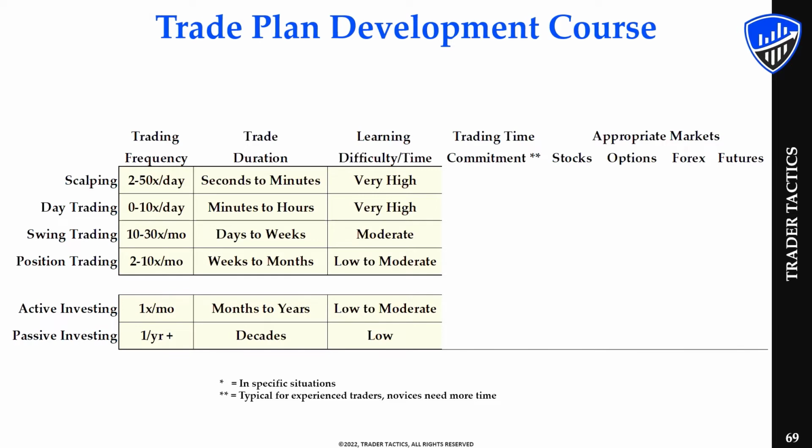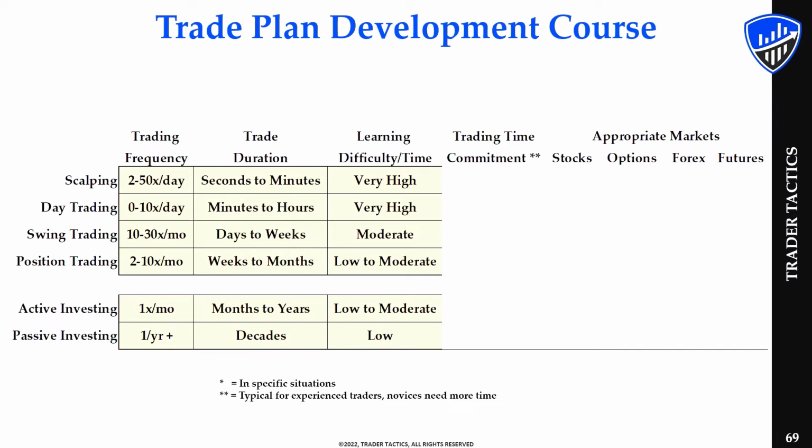Learning difficulty. Now, this is something important you should be aware of. Scalping or day trading has a very high learning curve. It takes a lot more skill and talent to pull it off, to do a really good job at it. Swing and position trading is easier to learn, at least in my experience teaching many other people about this. They pick it up quicker. And then, of course, active investing and passive investing are pretty straightforward, not a very high learning curve at all.